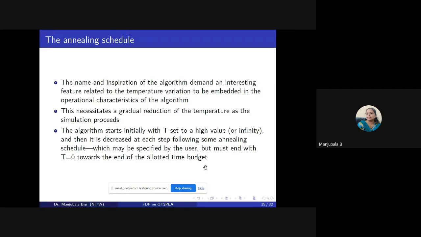So how to find this acceptance probability? As I told you already, the algorithm starts with T set to a very high value, then it is decreased at each step following some annealing sequence. At the end, as we have seen in the flow chart, we check whether T equals 0. If T equals 0, we terminate the algorithm there.